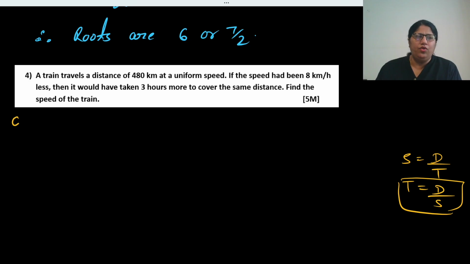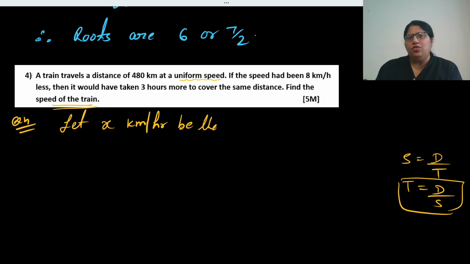This is question number 4, which says a train travels a distance of 480 kilometers at a uniform speed. If the speed had been 8 kilometers per hour less, then it would have taken 3 hours more to cover the same distance. Find the speed of the train. Now here, how to differentiate between a linear equation question and a quadratic? Here there will be mostly one unknown. So first, the speed of the train is unknown, so we will assume that let x kilometers per hour be the uniform speed of the train, right?